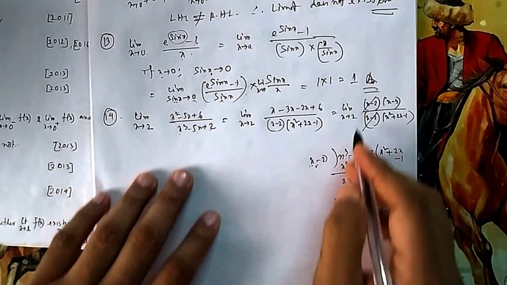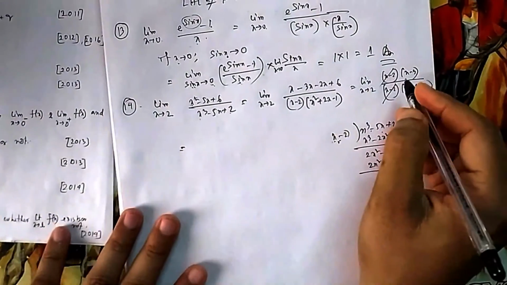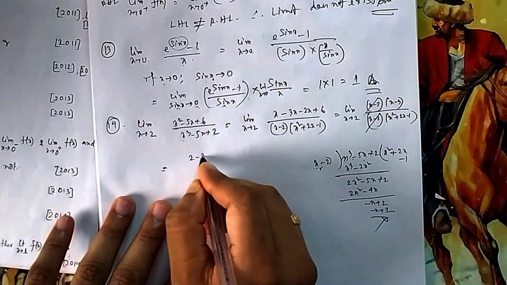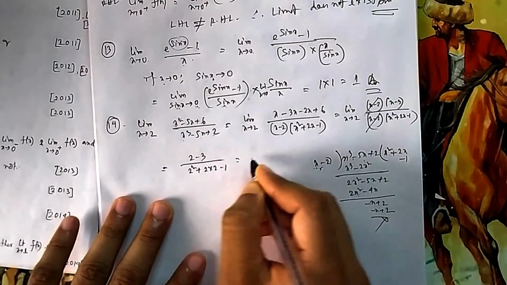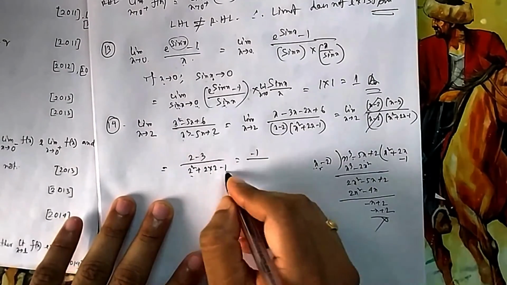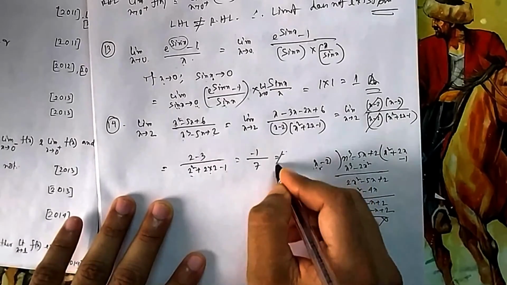So these get cancelled because x is not equal to 2, now you can put x equal to 2. In the denominator it will be 2 minus 3, in the numerator it will be 2 square plus 2 into 2 minus 1. So it is minus 1, then 4 plus 4, 8, minus 1, 7. So that is your answer.